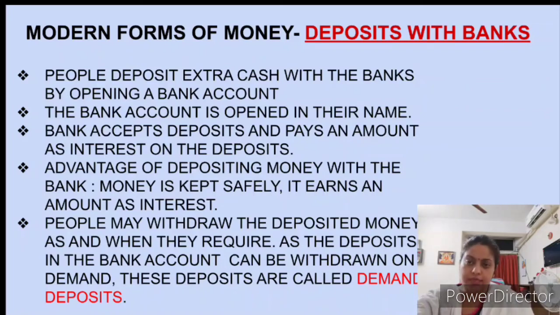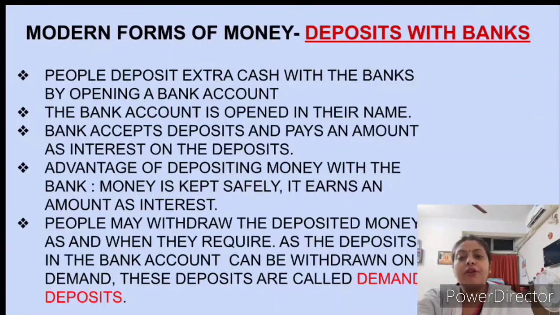A few more important things here. The first modern form of money is currency. The second is deposits with banks. Everybody is familiar that we go to the bank, open a bank account, and deposit whatever extra money we have. The bank is a place where we deposit the extra money that we don't need for our day-to-day life, because if we just keep it with us, it will not grow. But if we deposit it in the bank by opening an account in our name, the bank is going to give us some interest.